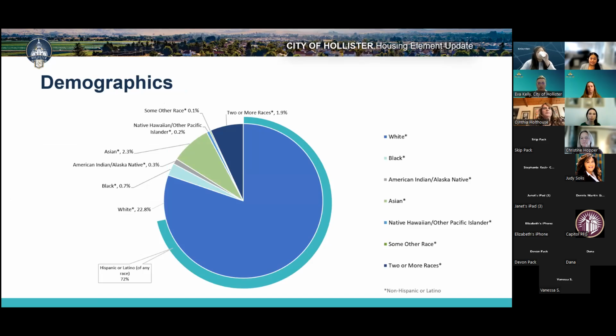Next, we have a pie chart that shows a breakdown in the city by race and ethnicity. The city is largely made up of persons who identify as white, and the second largest racial group is Asian at 2.3%. However, when considering all races, the Hispanic and Latino population makes up approximately 72% of the city's population. And the data that we are showing here today, just to note, is based off of the latest 2022 available American Community Survey census data. Next slide.